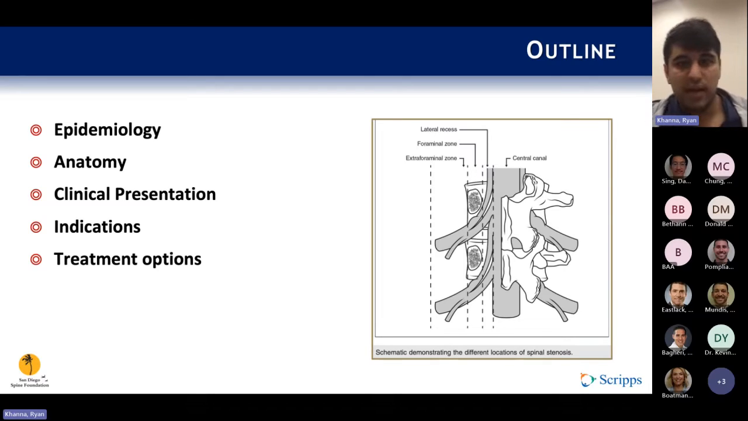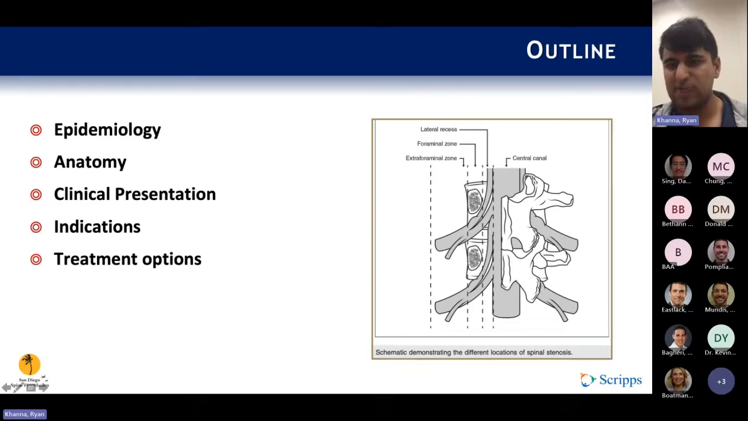So today I'll go over the epidemiology, the anatomy, the clinical presentation, indications, and then treatment options, both surgical and non-surgical options. I like this diagram here on the right-hand side, showing different locations of lumbar spinal stenosis.